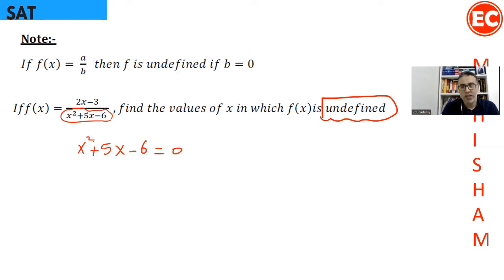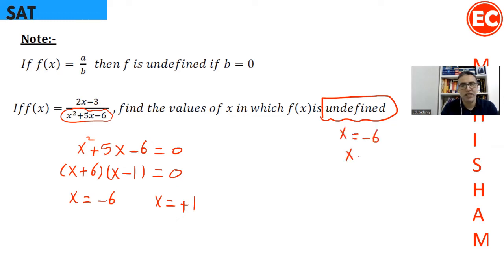How can I solve this quadratic equation? You can go back to the factorization video to understand that. I'm going to write it as (x )(x ). One is positive and one is negative, and I'm looking for two numbers whose product is 6 and difference is 5. So it's 6 and 1. So x is equal to negative 6 or x is equal to positive 1, sorry. So the two values that make this function undefined are x equal to negative 6 and x equal to 1.